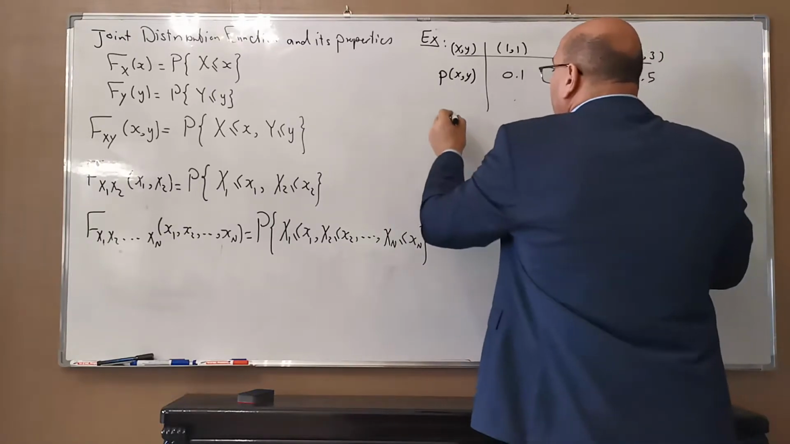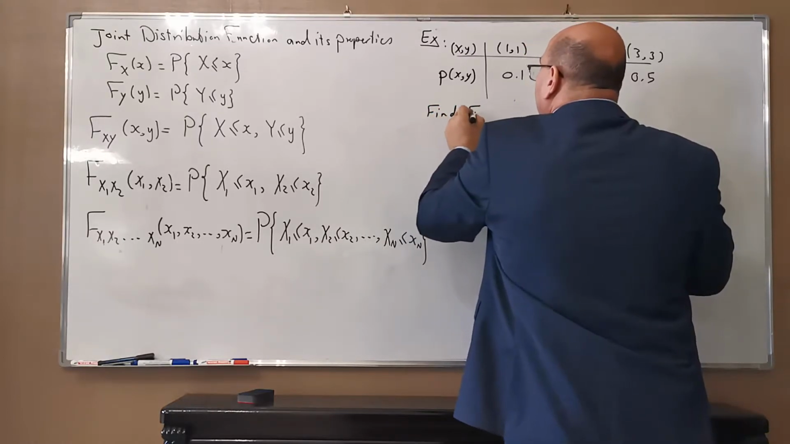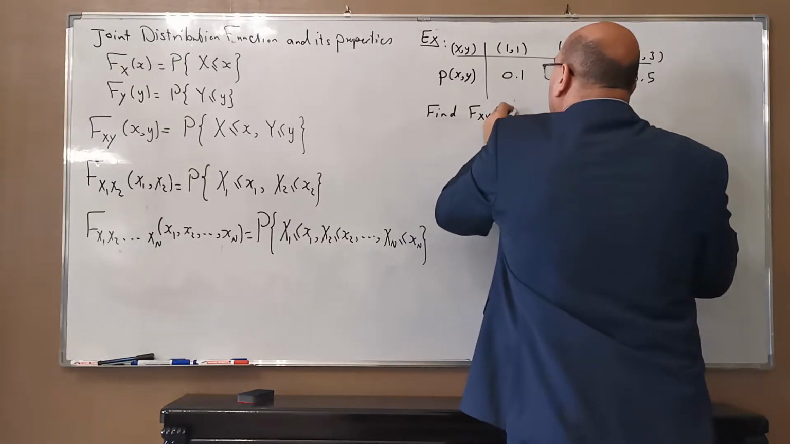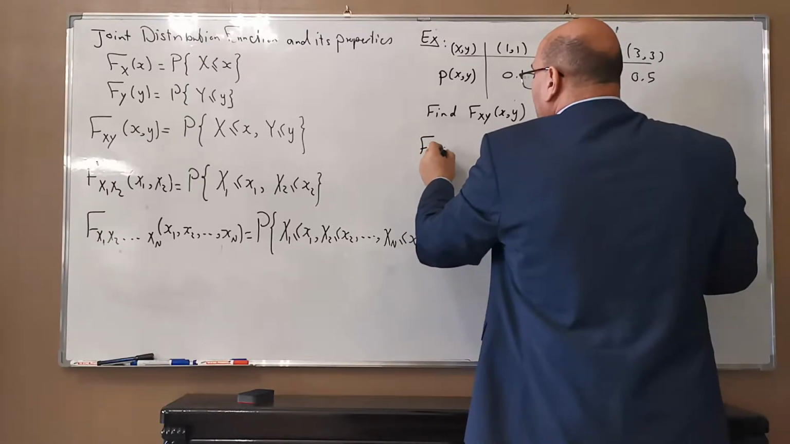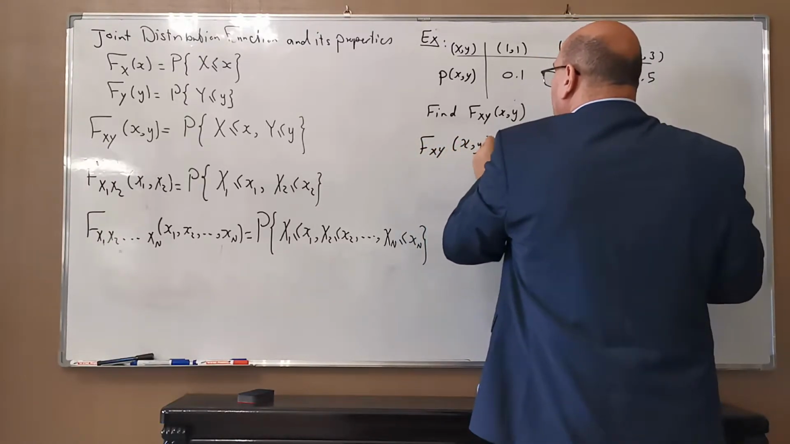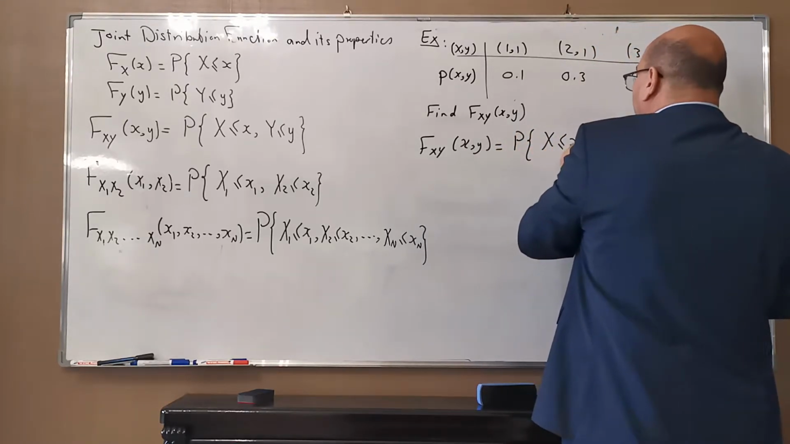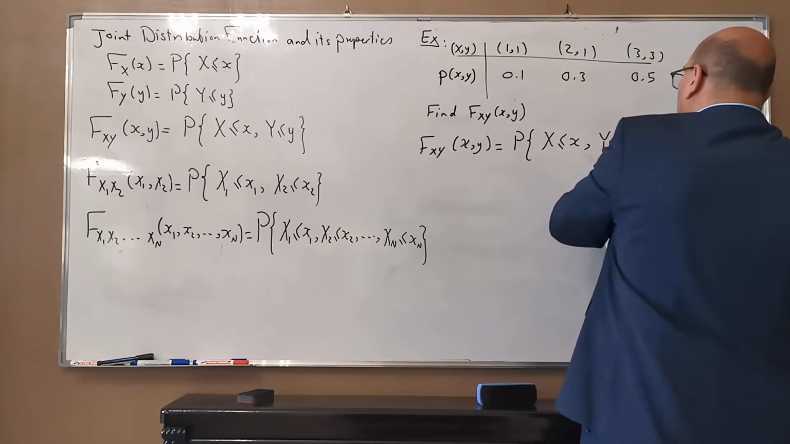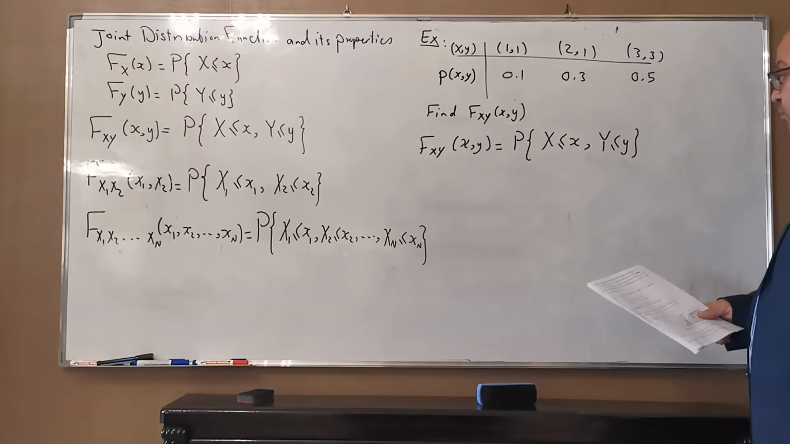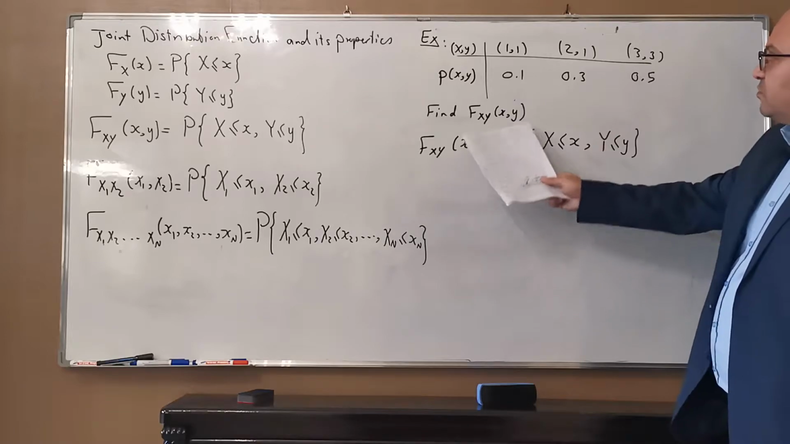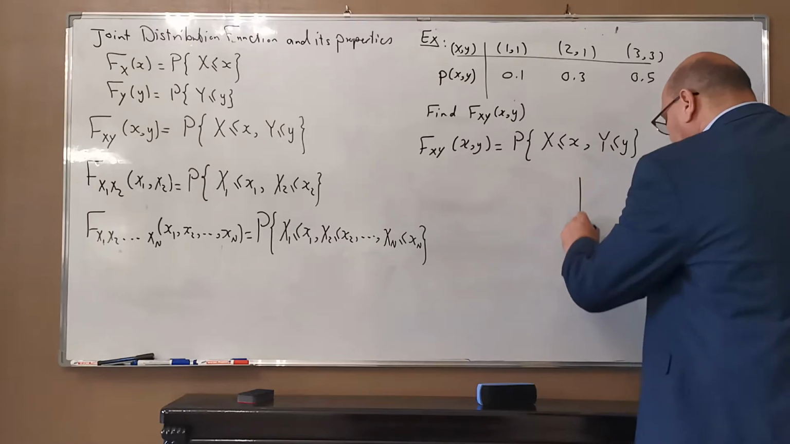So we need to find Fxy of x and y, which is this definition: Fxy of x and y is equal to the probability that X is less than or equal to x and Y is less than or equal to y. Okay? Now, if we start evaluating Fxy from the probabilities that we have, let me first do it by drawing.